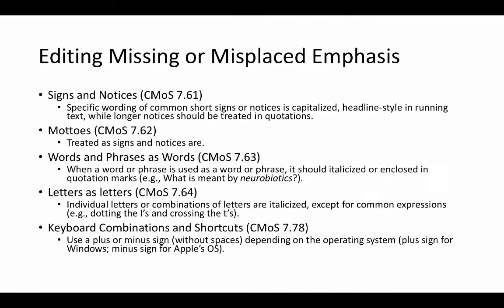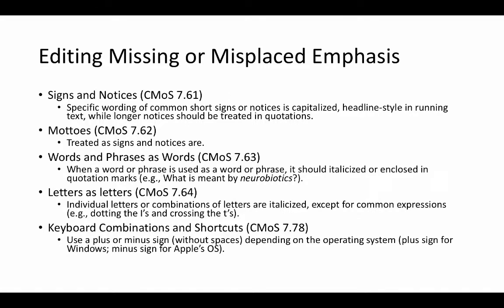When a word or phrase is used as a word or phrase, it should be italicized or enclosed in quotation marks. For example, what is meant by neurobiotics? When you want to use letters as letters, that means you literally are talking about the letter itself in the sentence. You can keep them italicized except for when they're common expressions. So an example of a common expression is dotting the i's and crossing the t's. But if you want to talk about the letter A in a sentence, like I just did, I would need to have italicized that letter A.